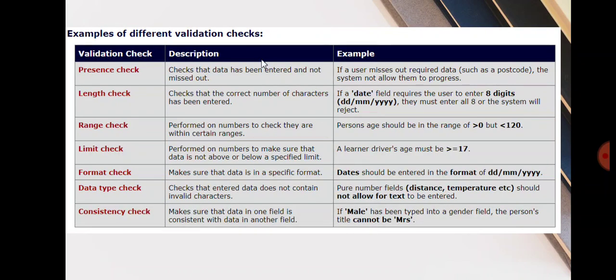Next is consistency check. Make sure that data in one field is consistent with data in another field. If male has been typed into the gender field, the person's title cannot be Mrs. So this kind of check is related to the other field. This check refers to an entry related to another field you have already entered. So if you have entered male into the gender, then your title should be Mr. only. It cannot be Mrs. Okay, so that is called the consistency check.